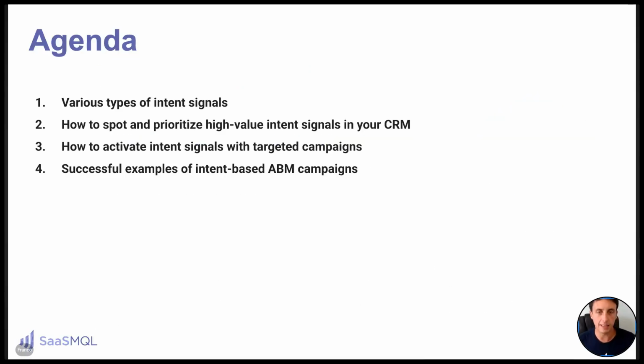And with that, let's start with today's topic. We're going to cover the different types of intent signals and how they are categorized. Then we're going to look at how you can identify those intent signals, particularly in your CRM, whatever that may be. It could be Salesforce, HubSpot, even Marketo or any other CRM for that matter. Then we're going to talk about how you can activate these intent signals with targeted campaigns, and then I'll show you some examples of these campaigns from our internal efforts.